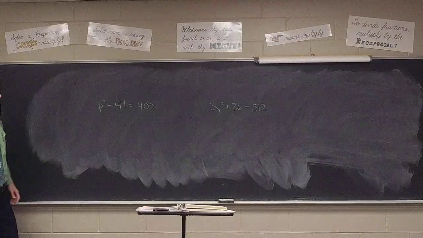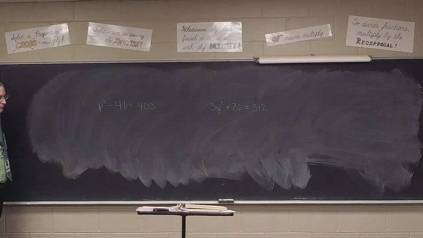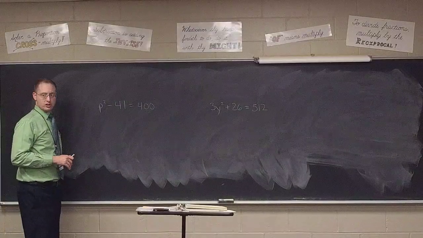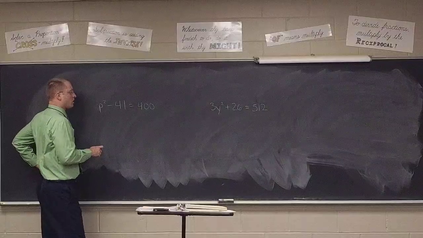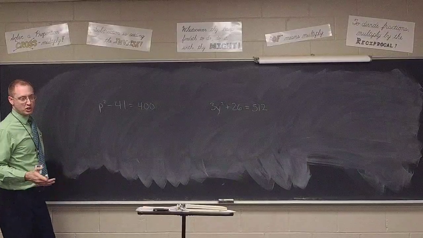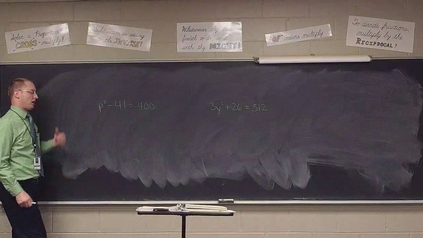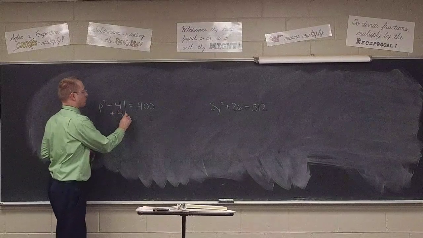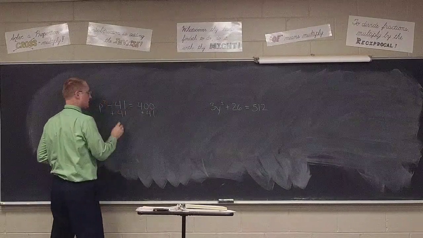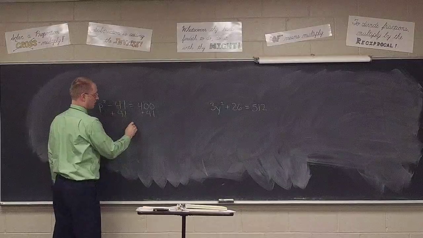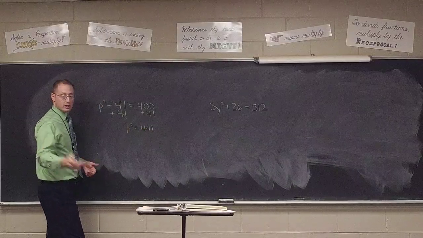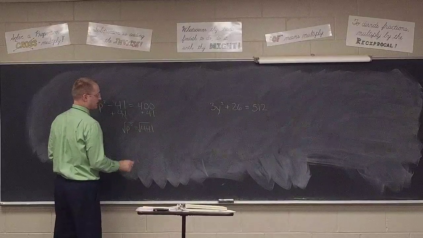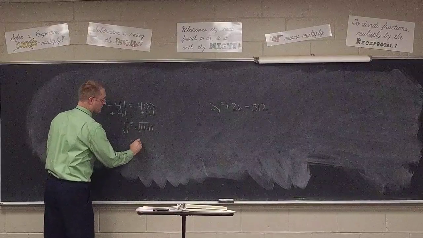All right, for sake of time, let's go ahead and take a look at these together. On the first one, Joshua, what did you have to do first? You had to add 41. Good. Just like in a normal equation, we're trying to get x by itself. Here we're trying to get p squared by itself. And to get rid of a minus 41, we put a plus 41, which gives us p squared equals 441. And of course, once we've got that, we then simply take the square root of both sides to get p equals 21.